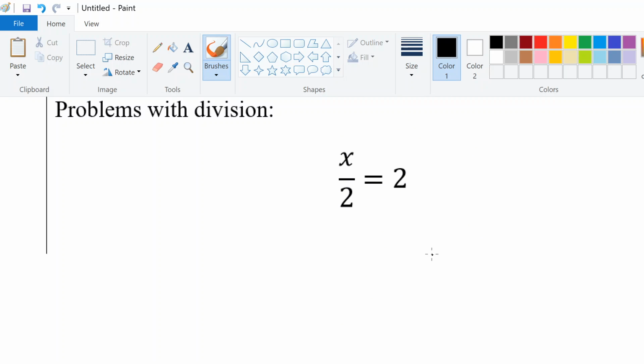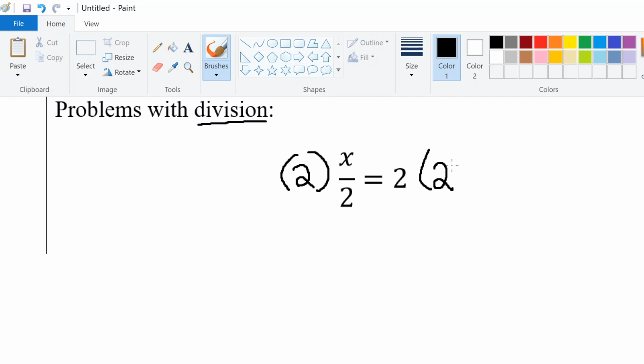Lastly, I have a problem with division. Now, my division problem here, notice here, it's written a little oddly. I have x over 2 equals 2. Notice here, fractions mean division, okay? Fractions represent division. So to get rid of division, I use the opposite. I use multiplication. So I multiply both sides by 2.